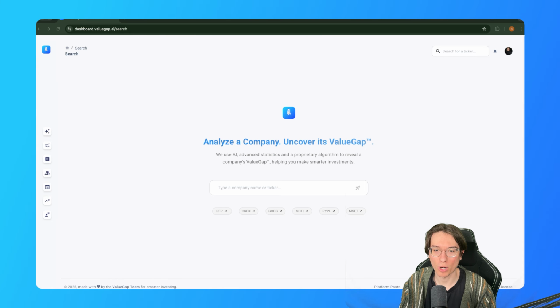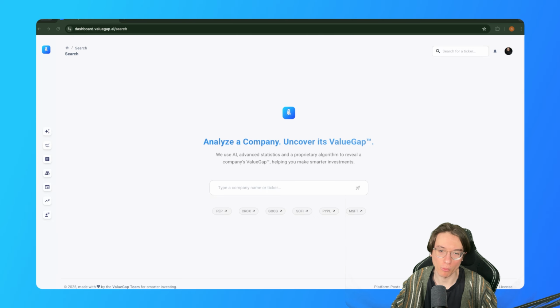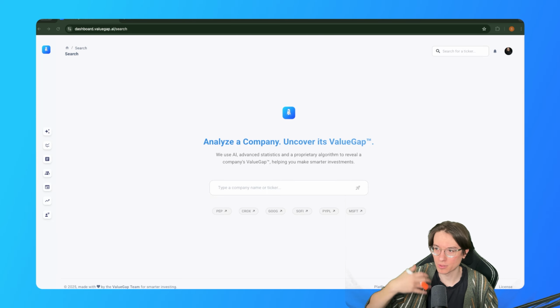ValueGap was designed primarily, first and foremost, as a valuation tool. So what do we mean by that? A tool to help you determine what a company should be worth independent of market price. So let's backtrack a bit on that.